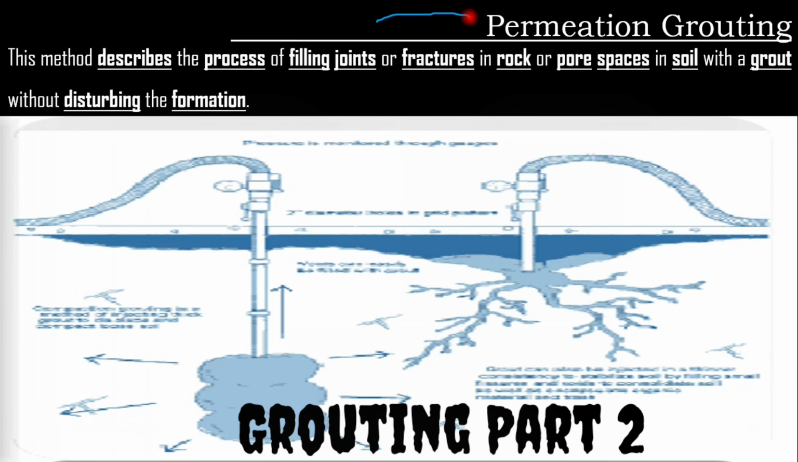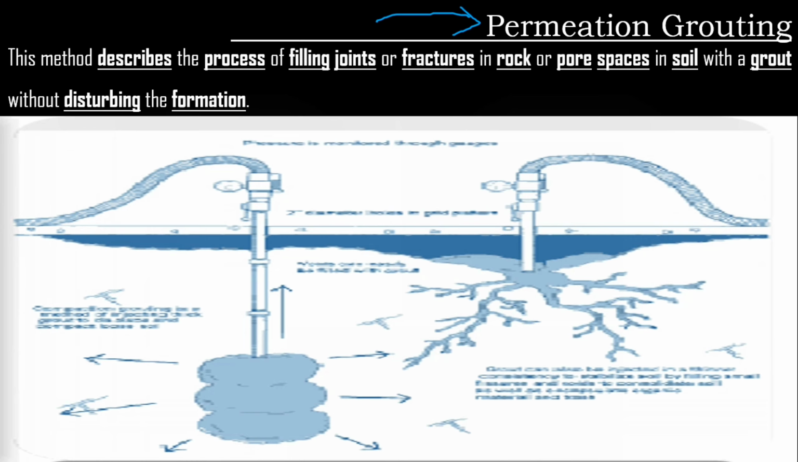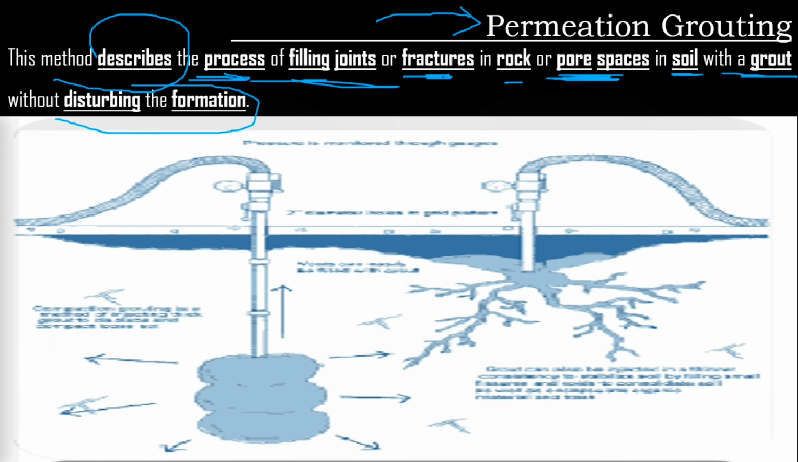Okay, so we just go with the permeation grouting. Now, what is the meaning of permeation grouting? This is a method that describes the process of filling the joints or fractures in the rock or soil particles, or filling the spaces in the soil, with the grouting process without disturbing the formation. This is the most important thing. Without disturbing that formation means without disturbing the soil particles or soil characteristics.